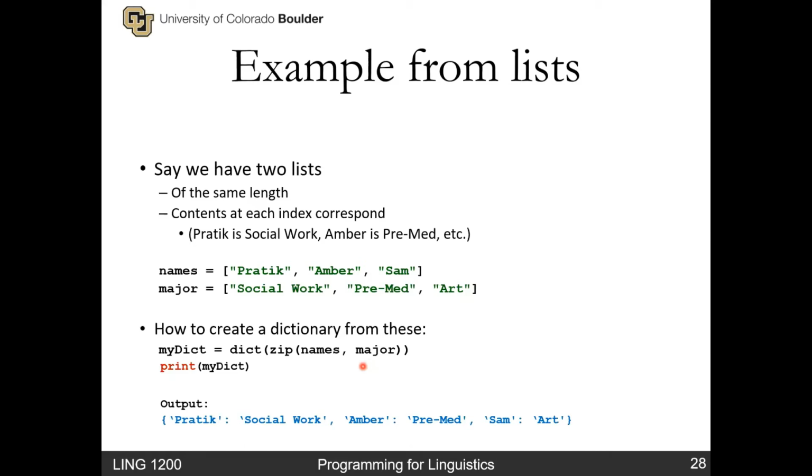And we're going to put this in the function called zip. Now, we're going to look at zip in more detail in another video, but for now, it's enough to know that it's going to do exactly what we want it to do. It's going to take the item from each of those lists that are at the same index in both those lists and pair them together. And then we cast that using the dict function, and that's going to give us our key value pairs in a dictionary. And this is what the output will be if we print it out. So Patrick is the key associated with the value social work, Amber with pre-med, and Sam with art, just like we need it to be.